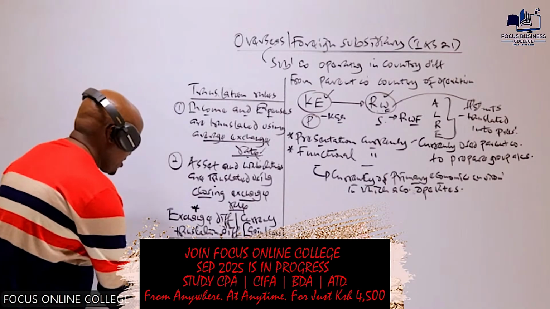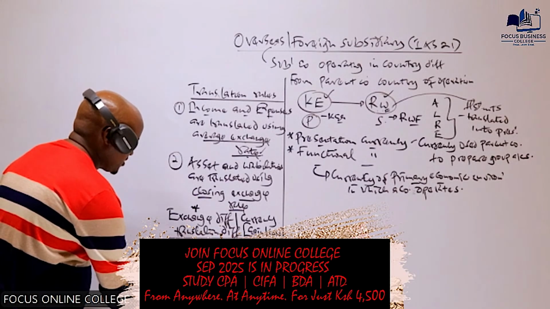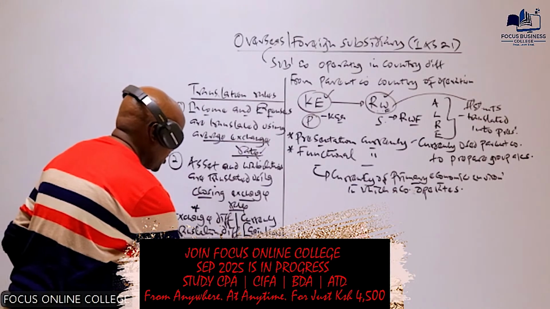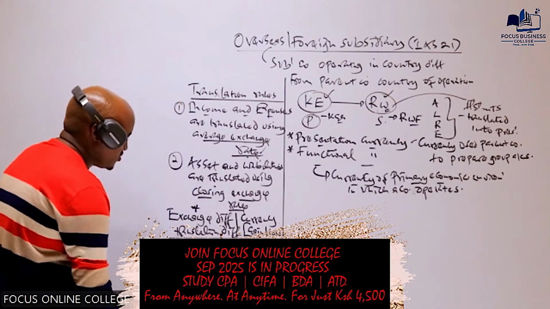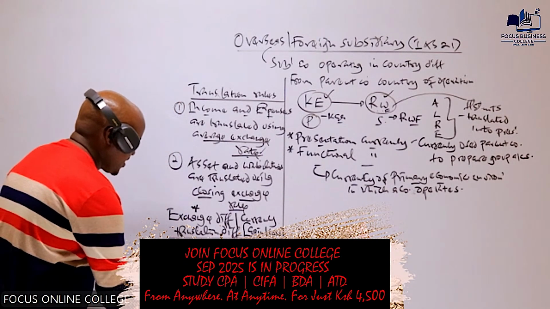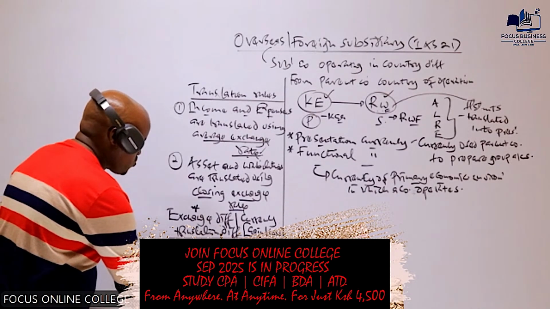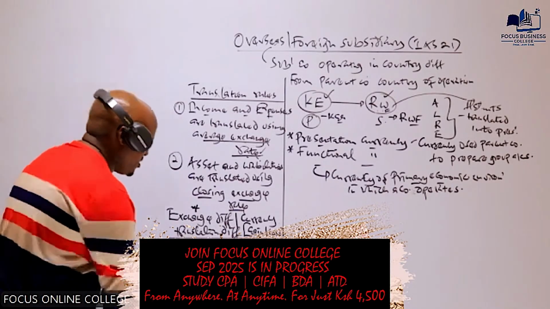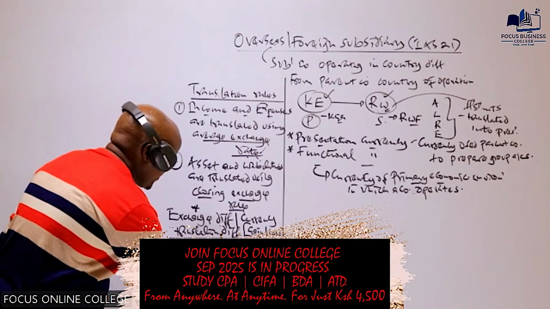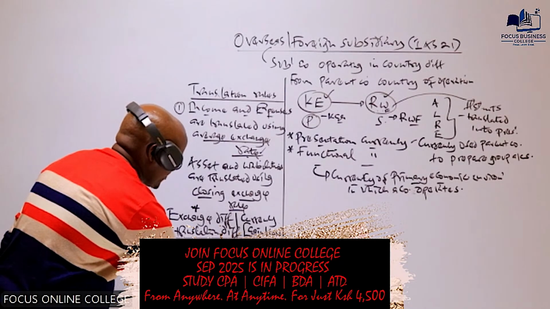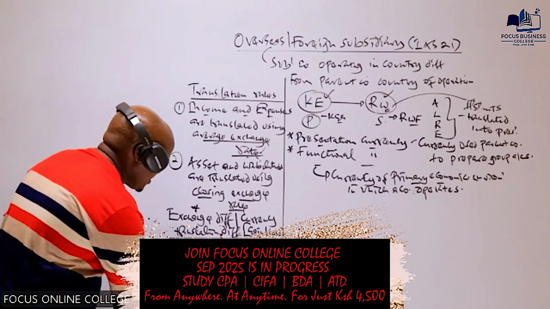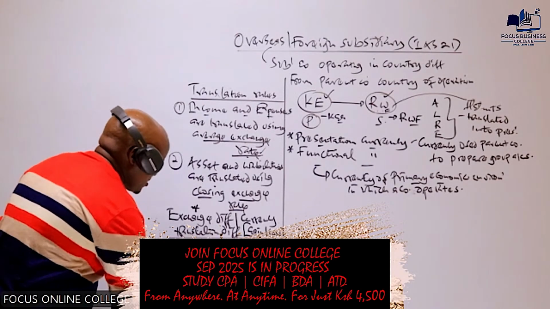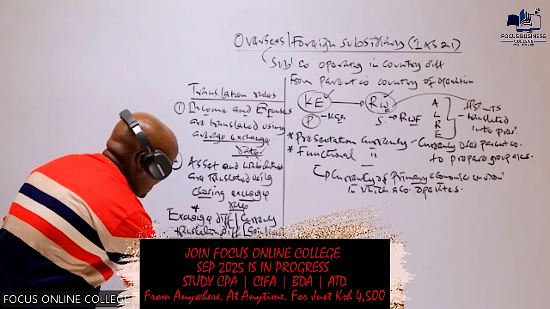Now, this particular gain or loss arises due to translation of basically three items. One of them is goodwill on acquisition. Number two is the profit for the year. And number three, the subsidiary company's opening net assets.